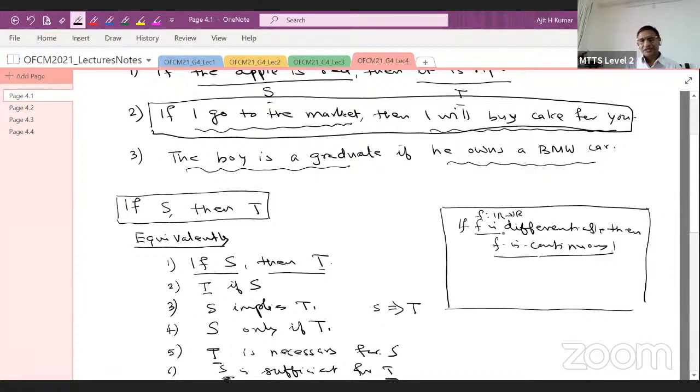And if f is differentiable, then it cannot happen that it is not continuous. So if this is not true, that means what? f is differentiable, but it is not continuous. But that doesn't happen. We already know this result.